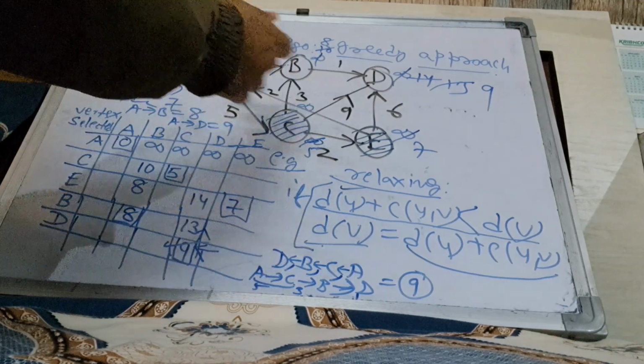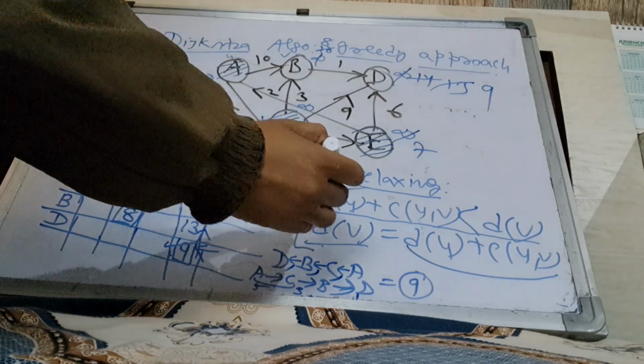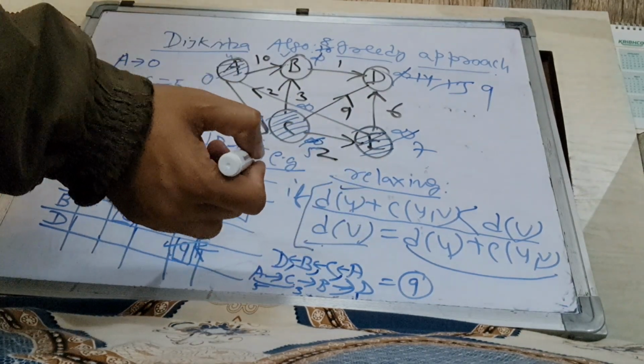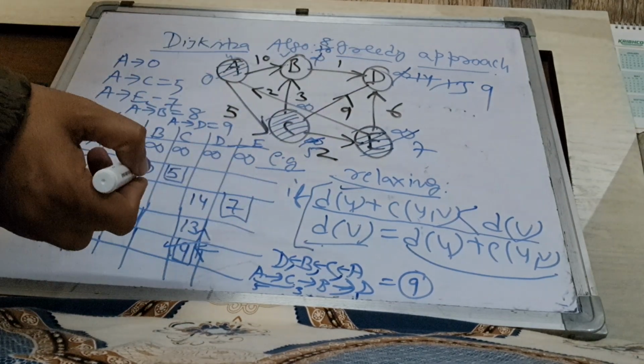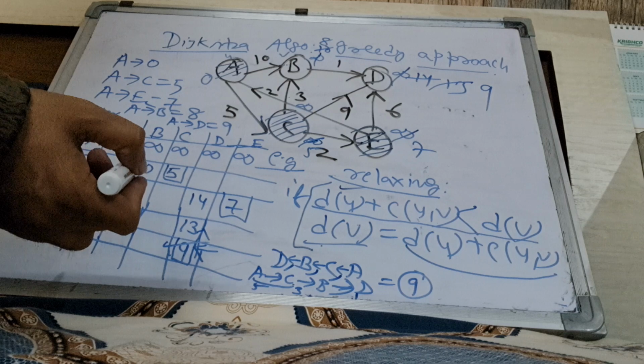So for this question, I hope that based on this simple relaxing matrix, you can make this updation table and you will get the cost matrix here. So that's all for this particular question.